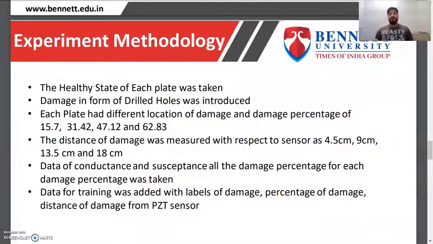And data for each damage percentage was taken, right? Data for training was added with labels of damage, percentage of damage, and distance of damage from the PZT sensor line. So what are these labels? Damage that is introduced: is there damage or not. It is binary, 1 means there is damage, 0 means no damage. Percentage of damage is the amount of area missing from the allocated area that I've already told you about, and the distance from the PZT sensor.